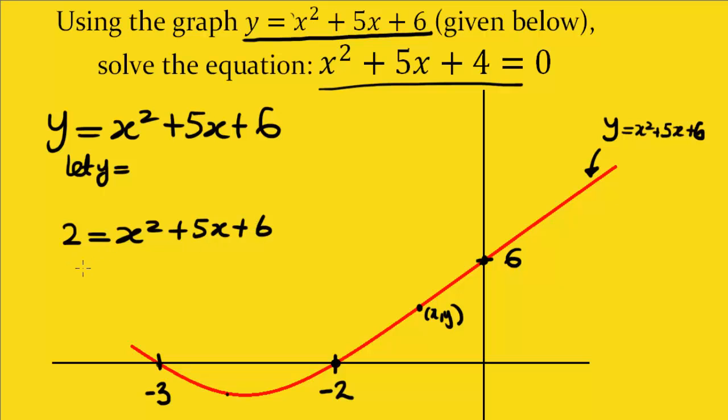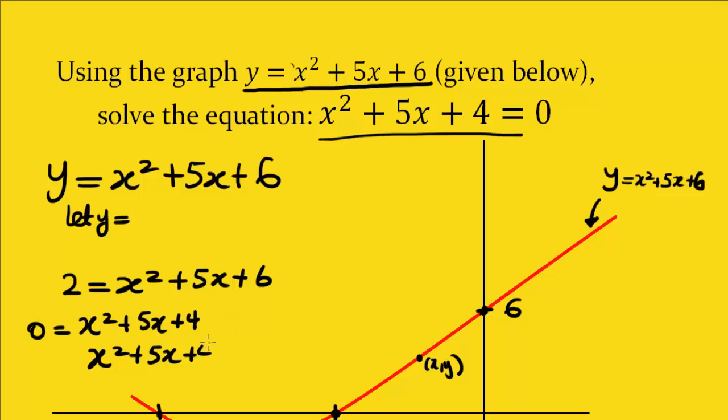Now if I simplify this, I get x squared plus 5x plus 4 = 0. So I took 2 to the right hand side. So I have 0 equals x squared plus 5x plus 4, which is the same thing as x squared plus 5x plus 4 equals 0.